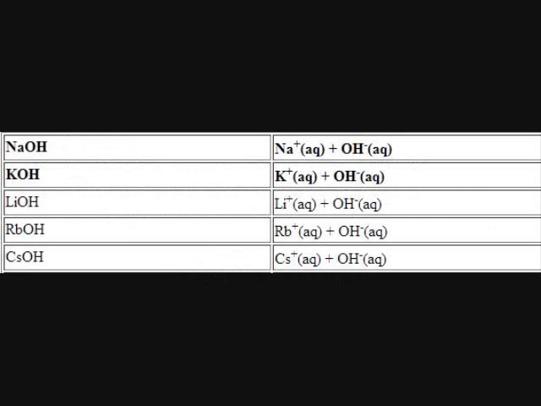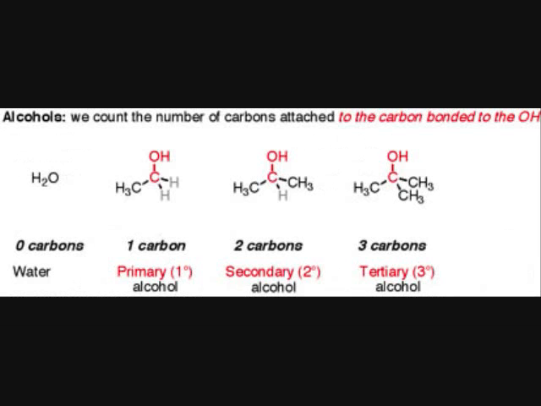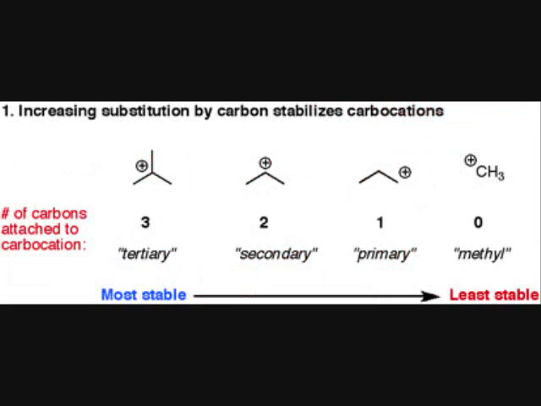Alkali and alkaline earth metal hydroxides are known as strong bases. Alcohols, however, can act as acids or bases. Less substituted alcohols are typically more acidic, and more substituted alcohols are more basic. This has to do with the stability of the ions produced by dissociation. If the hydroxyl group dissociates, you're left with the hydroxide anion and a carbocation. Tertiary carbocations are the most stable, whereas methyl and primary carbocations are the least stable.